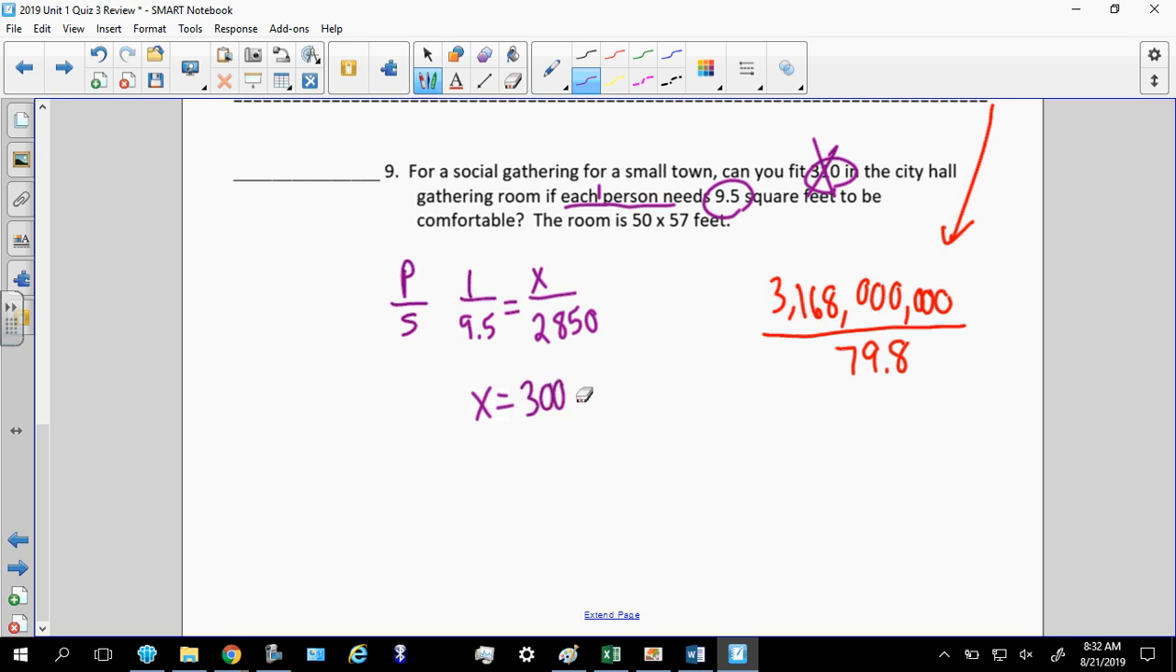When you solve, you find out that the room has a max of 300 people. Can't go bigger. But if you notice, you need space for 310 people, but the room only has a max of 300. So can you fit 310 in that room? The answer is no. No, I cannot. It's not big enough.